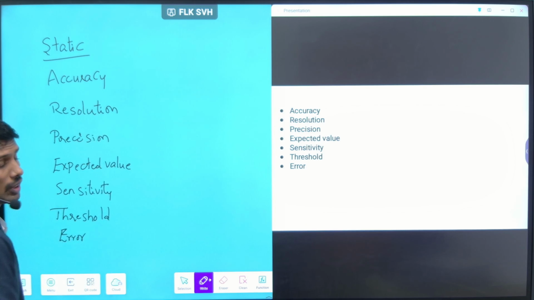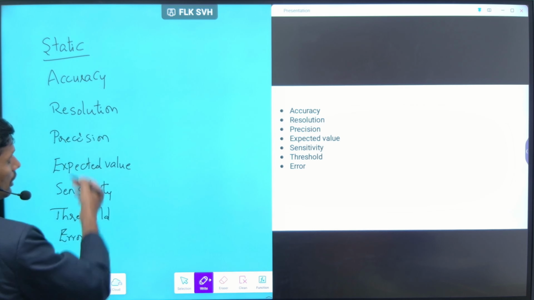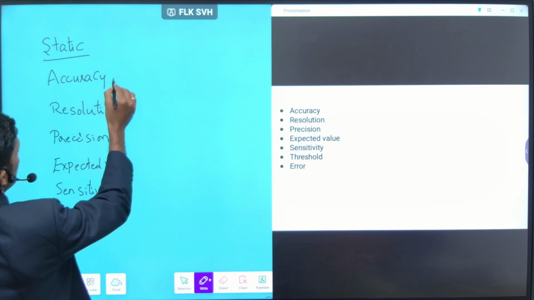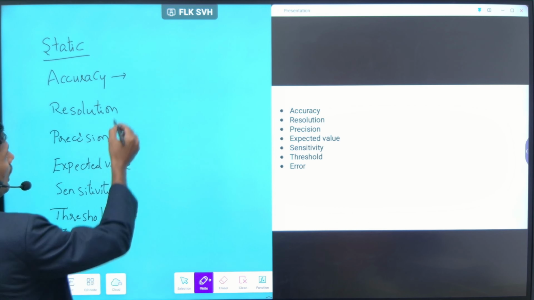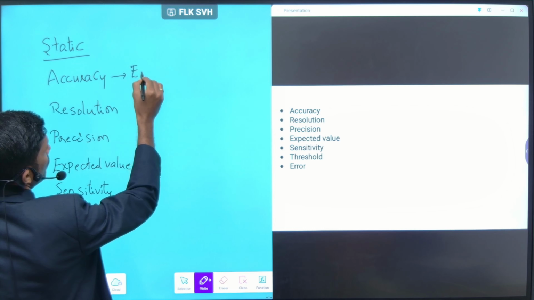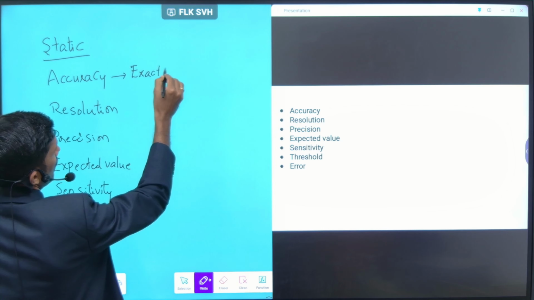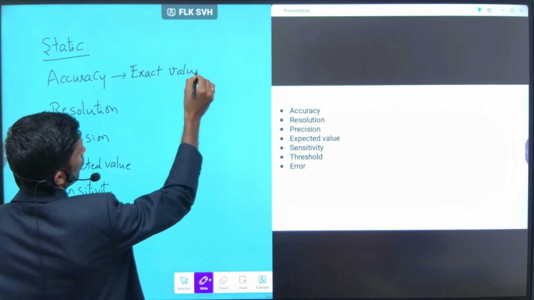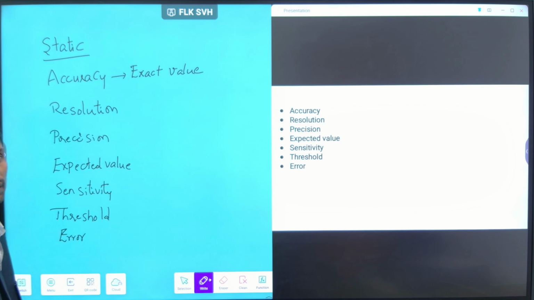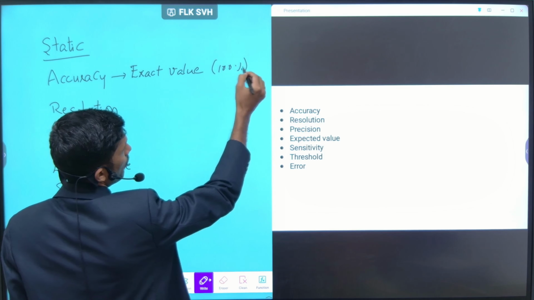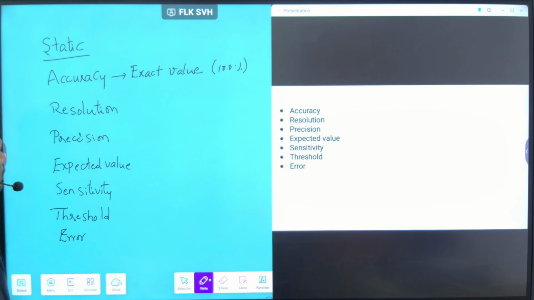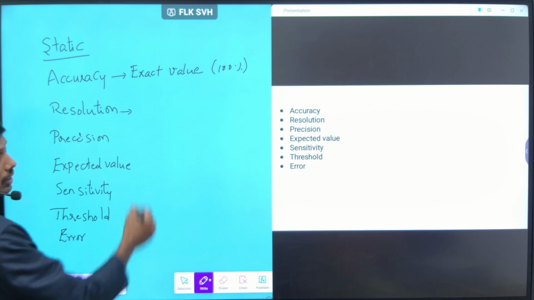Here, first, we will briefly discuss all the types of characteristics. The first one is accuracy. Accuracy means the exact value we can measure by using the instrument. Accuracy means exactly 100% result can be produced. The next one is resolution.